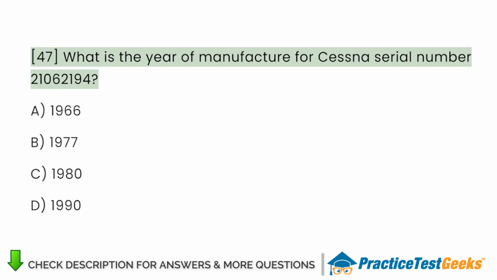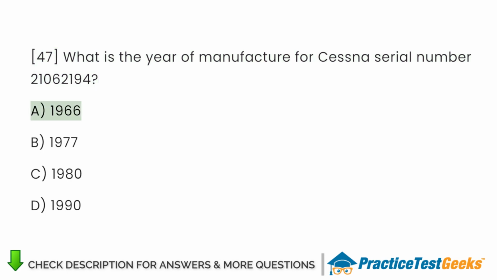What is the year of manufacture for Cessna serial number 21062194? A. 1966. B. 1977. C. 1980. D. 1990.